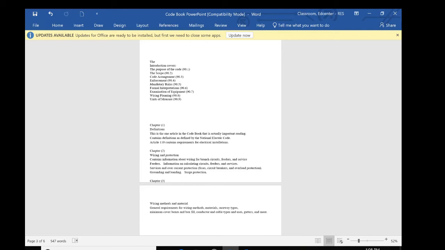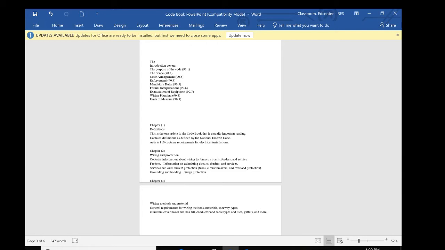A, practical safeguarding. The purpose of this code is the practical safeguarding of persons and property from hazards arising from the use of electricity. This code is not intended as a design specification or an instruction manual for untrained persons. I always like to add it's not great for trained persons because the way it's laid out, it's different, so it's not just straightforward on looking things up, and you'll see that as you go along. But the more you use it and the more you understand it, like going through this, the easier it will be to find answers.